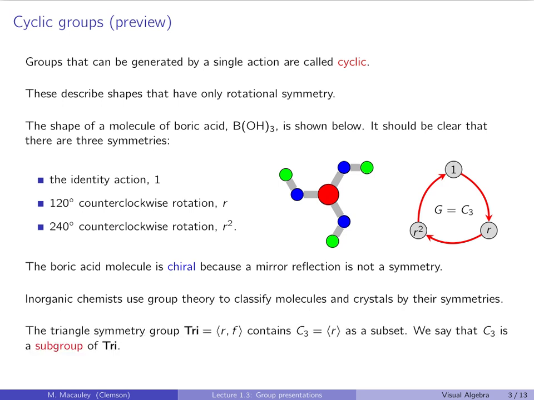The triangle symmetry group, which we saw in the first lecture, generated by a reflection and a rotation, contains this cyclic group, which we'll call C3, as a subset. We say that C3 is a subgroup of the triangle symmetry group. It is a subset that is also a group. This will be the topic of an entire section, chapter 3, where we explore subgroups in a lot more detail. But for now, I just want to show you an example and be able to use the terminology because it will come up before then.